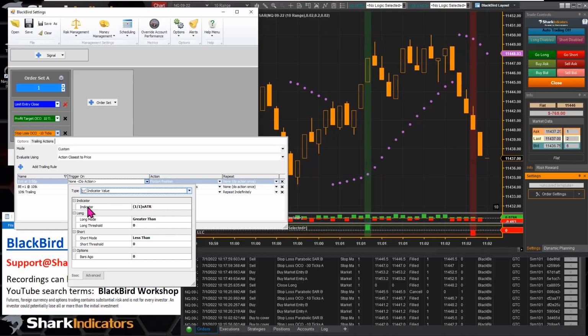And the indicator that we're going to use, let's open this up here. And so let's go into the indicators. And if we open up the Shark indicators folder and then open up the tools folder, we can use the time block indicator there.